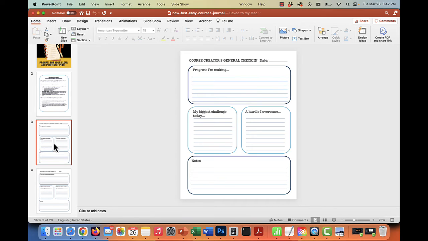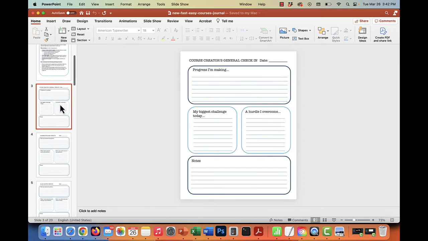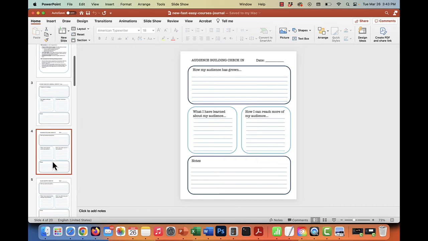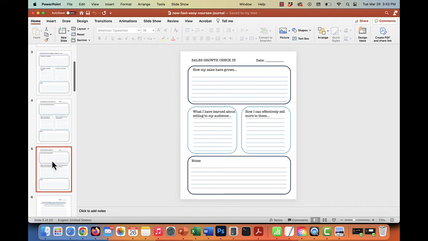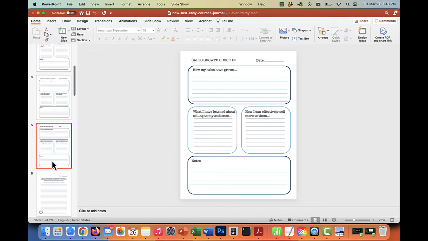So we had a more structured page for 3 types of pages. These are check-ins, a general check-in that they do each week, I believe, in the program: the progress I'm making, my biggest challenge. So it is sort of a free writing kind of thing with little prompts there. For building their audience, we also ask them to reflect on 3 or 4 questions, and then also growing sales. There were 3 questions to reflect on.